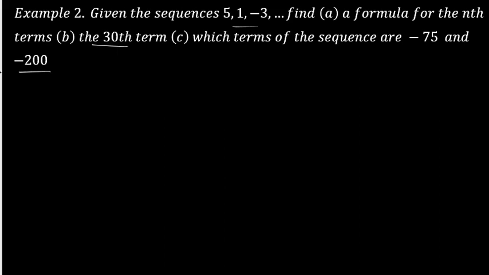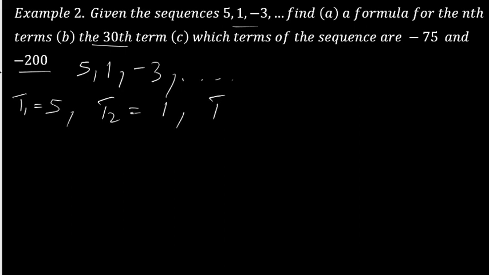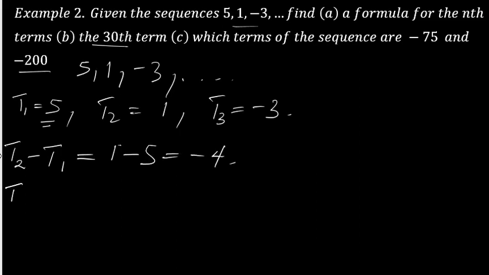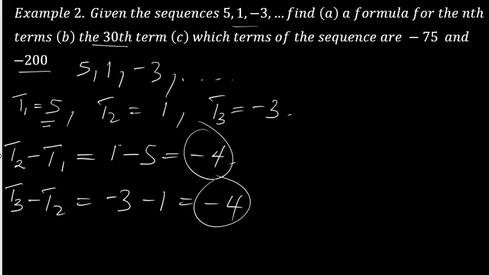So now we're given a sequence which is 5, 1, minus 3. Let's say the first term is 5, the second term is 1, the third term is minus 3. Now the second term minus the first term is equal to 1 minus 5, which is minus 4. The third term minus the second term is equal to minus 3 minus 1, which is minus 4. So if you look at it, this has a common difference of minus 4.